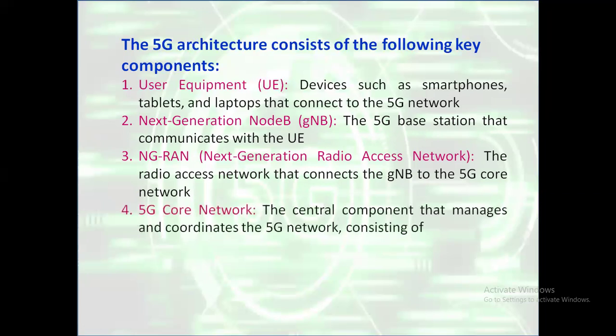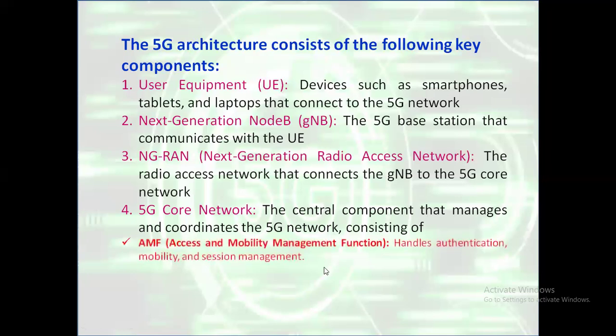Next, we'll move on to the 5G core. This 5G core network is the central component that manages and coordinates the 5G network. It consists of various functions that work together to provide efficient network operation, resource allocation, and service delivery. And it consists of AMF, that is access and mobility management function.